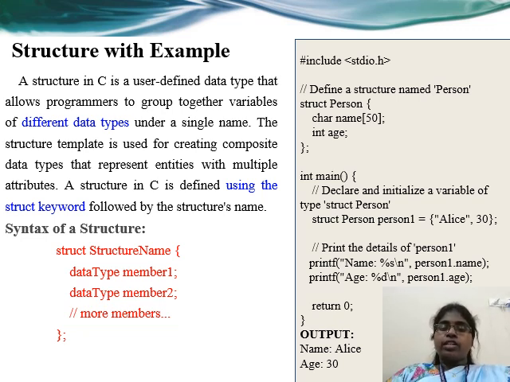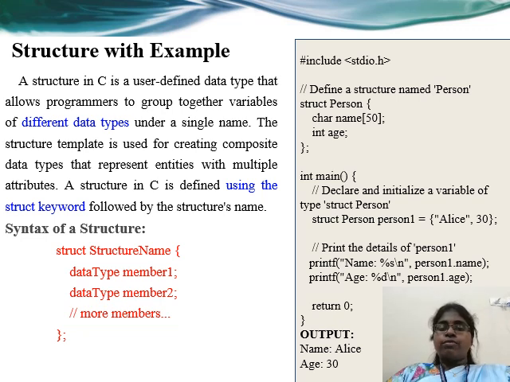Then we go to the main function, int main, open curly brace. Declare and initialize a variable of type struct person, person one, with its name and age. Then we print the details of person one: printf Name: %s \n, person1.name. Next, printf Age: %d \n, person1.age. %s is the string control and %d is the integer value representation. When we reach return 0, it indicates the given program is completed and tells the compiler.